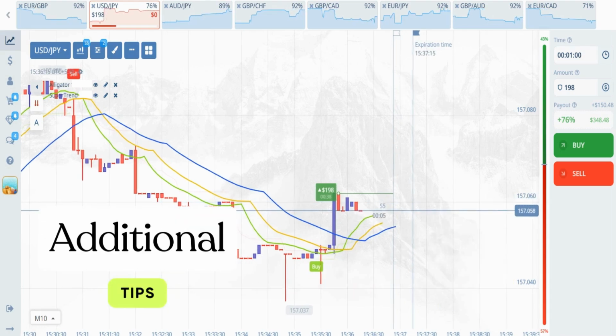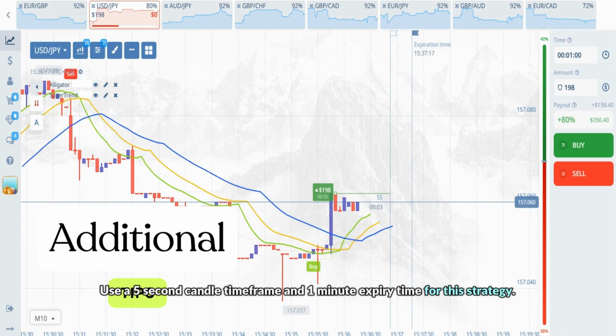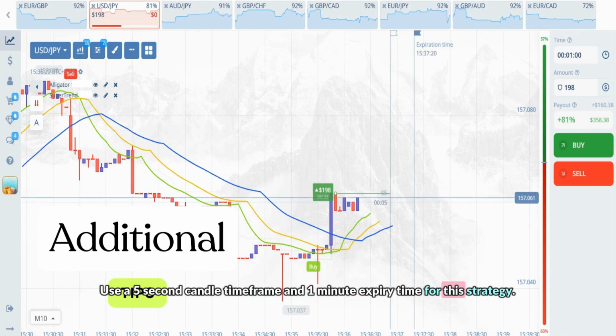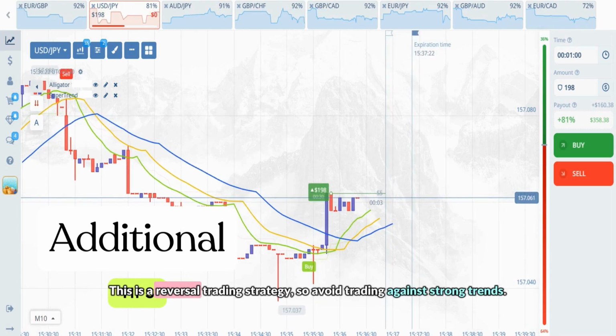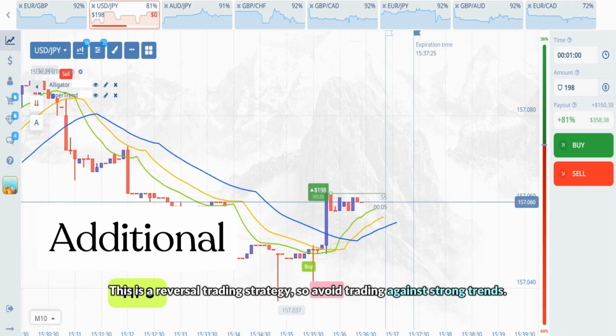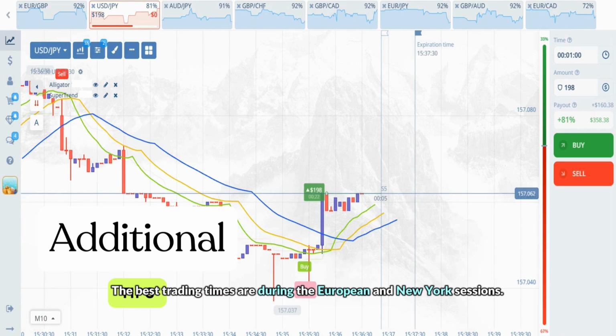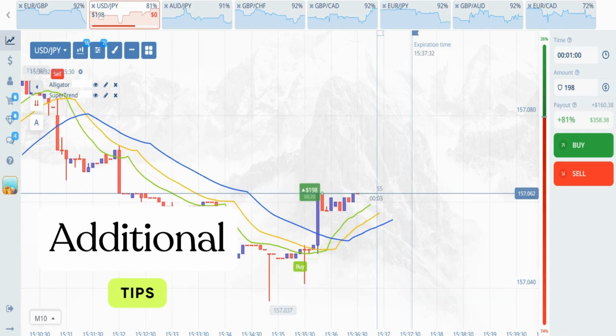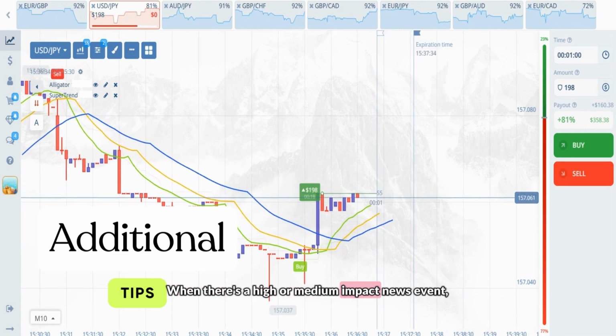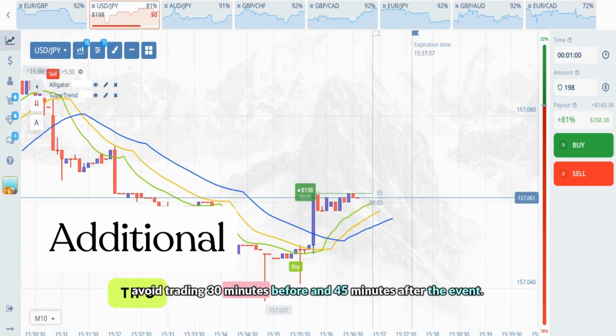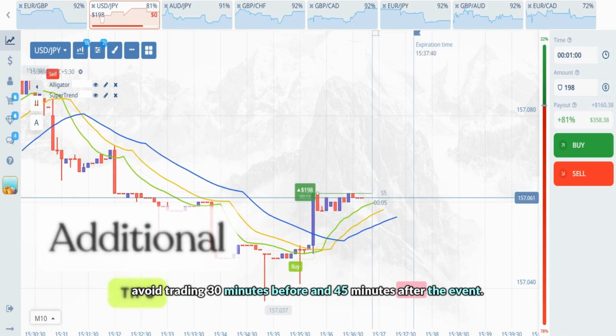Additional tips. Use a 5-second candle time frame and 1-minute expiry time for this strategy. This is a reversal trading strategy, so avoid trading against strong trends. The best trading times are during the European and New York sessions. When there's a high or medium impact news event, avoid trading 30 minutes before and 45 minutes after the event.